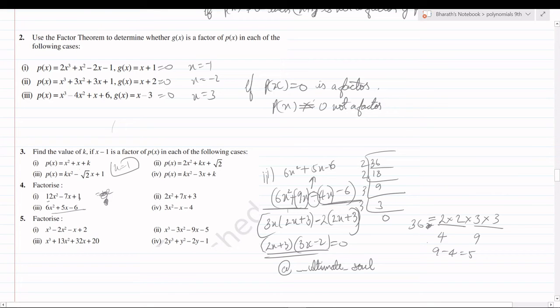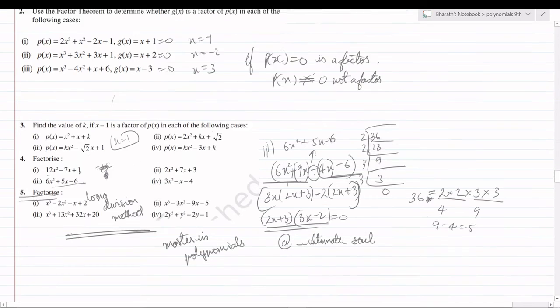Now factorize this, the same thing, long division. The fifth question is always by the long division method. Do this, then you're a master in polynomials. I know this takes a long time, the fifth question, but you have to do it on your own.